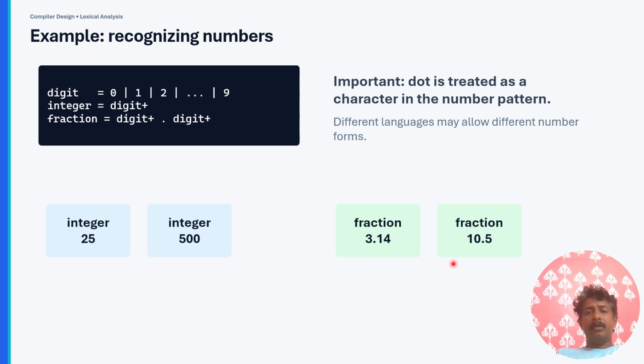In real programming languages, these rules can be bigger. For example, some languages allow plus or minus signs, exponents, or underscores inside numbers. But these basic ideas are the same. We write the patterns and the lexer uses the patterns to recognize the numbers.